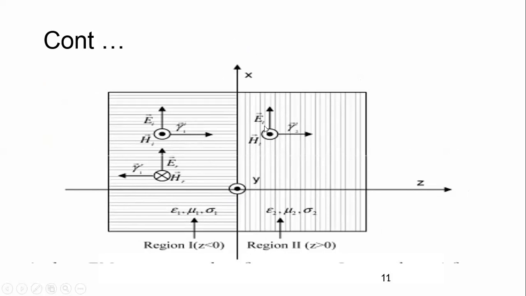So in this way, the x indicates the electric field, the y indicates the magnetic field, and the z is the direction of propagation. So see here, region 1 and region 2.